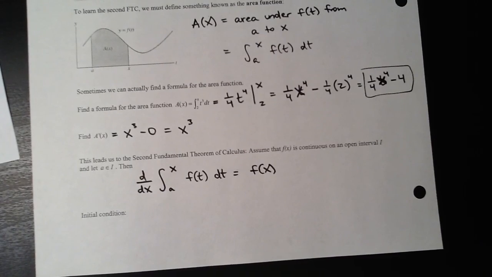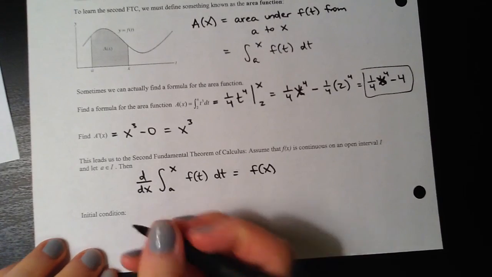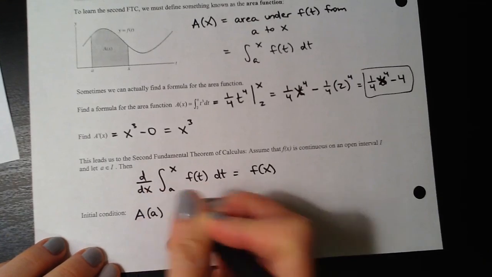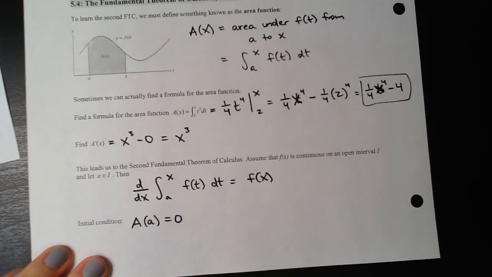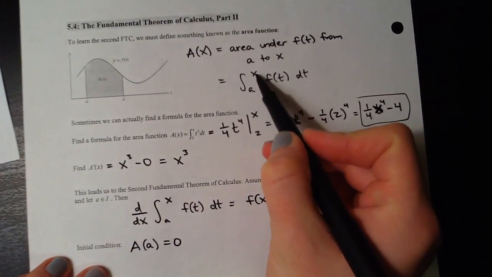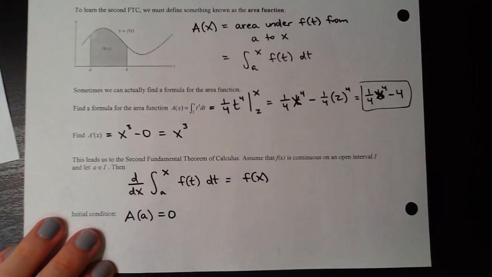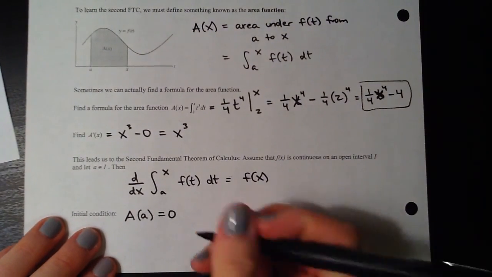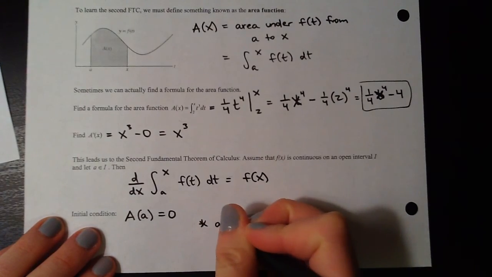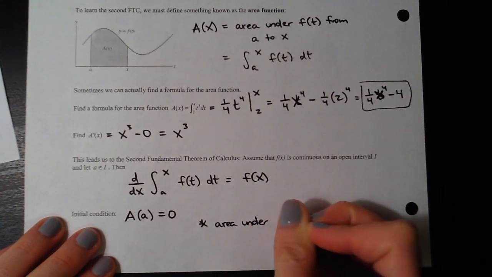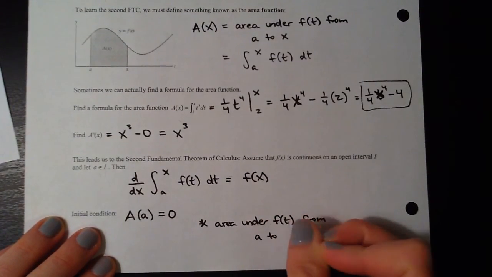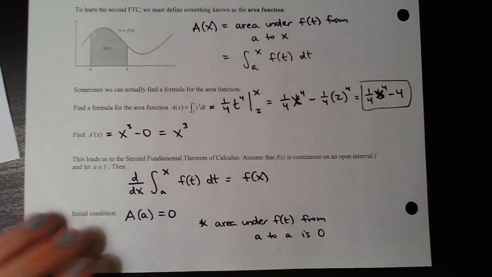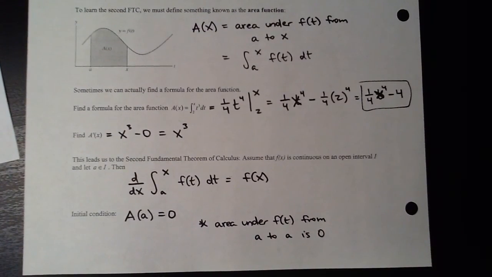We're going to start with what we call an initial condition, and an initial condition is this. The area function, if we plug in a, just gives us 0. And we kind of talked about that right here. If we go from a to a, yeah, we're going to have an area of 0. No area has accumulated at all. So basically what this initial condition says is the area under f of t from a to a is 0, which should make sense. If the interval doesn't have any width, then it couldn't possibly accumulate any area.